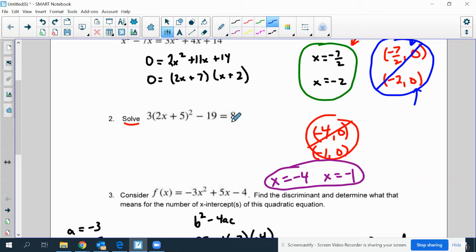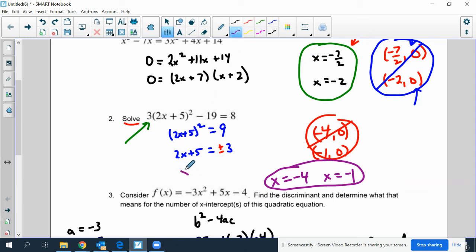So if you add 19 and divide by 3, you have 2x plus 5 squared equals 9. Then you take the square root of both sides and you get plus or minus 3. That's probably the biggest issue that people had if they solved by the square root method, which I think would be the recommended method in this problem. It's a lot quicker than doing all of the multiplying out. We just have to remember to put the plus or minus 3.